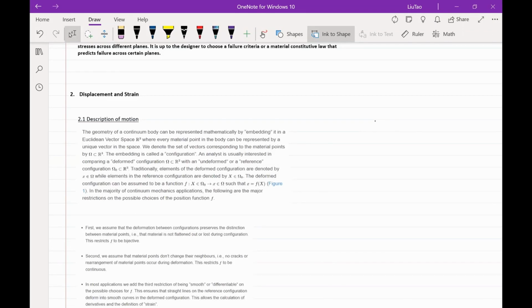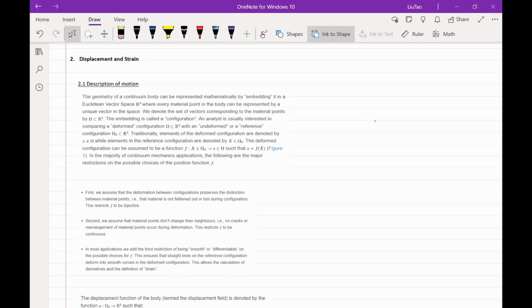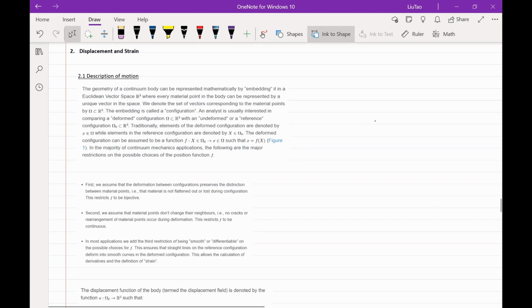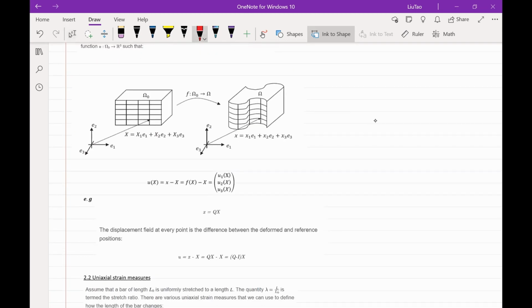Now let's move on to the relationship between displacement and strain. Let's first talk about how to describe motion. The geometry of a continuum body can be represented mathematically by embedding it in a Euclidean vector space R3, where every point in the body can be represented by a unique vector. So every point can be expressed by a vector.